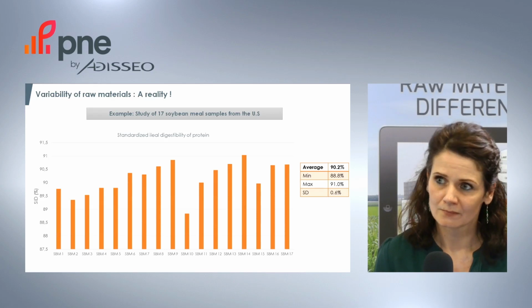Okay. So Sabrina, you just showed us the importance of knowing and detecting the raw material variability. And so Vincent, maybe you can tell us how a tool such as PNE can reflect this variability that was described by Sabrina. Yes, as you just mentioned, the raw materials have inherent variability, and this variability must be taken into account in the PNE equations to have robust and accurate equations.